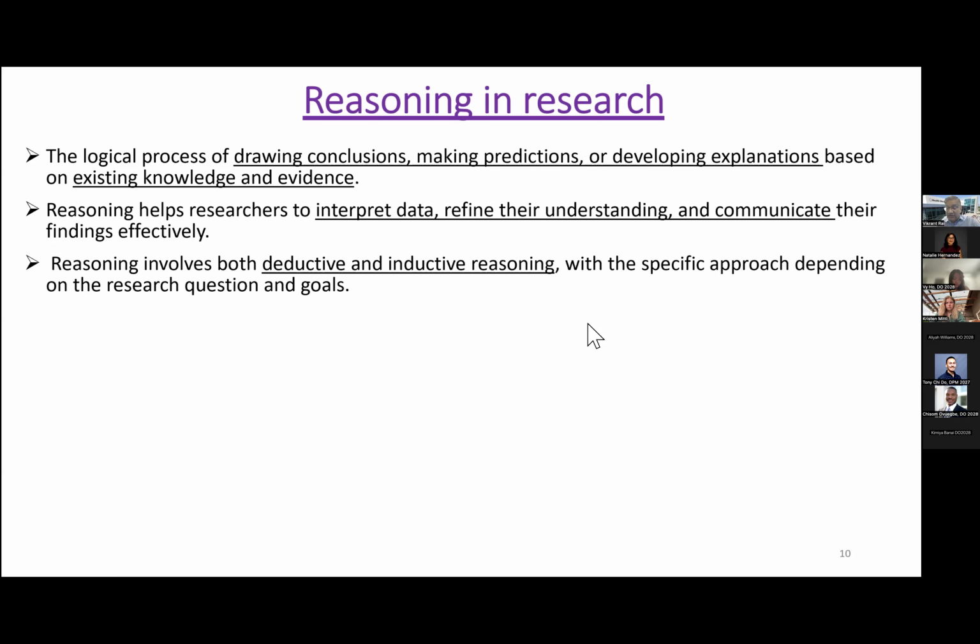It will refine your understanding and communication of the data which you have collected, to the scientific community as well as the general population. Then, reasoning involves both deductive and inductive reasoning. So what are deductive and inductive reasoning?